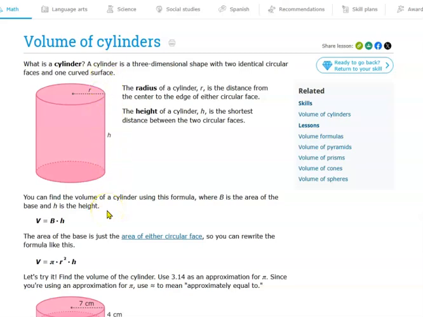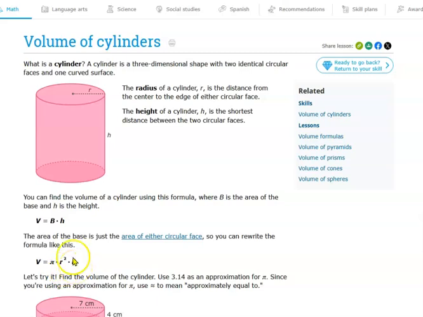So to find the volume of a cylinder, we can use this formula. The volume equals capital B, and capital B is the area of the base. And this base is a circle. We know how to find the area of a circle. So find the area of that circle and then multiply it by the height. In case you forget what the area of a circle is, they broke it down for us down here. So more specifically, volume of a cylinder is pi r squared times h.